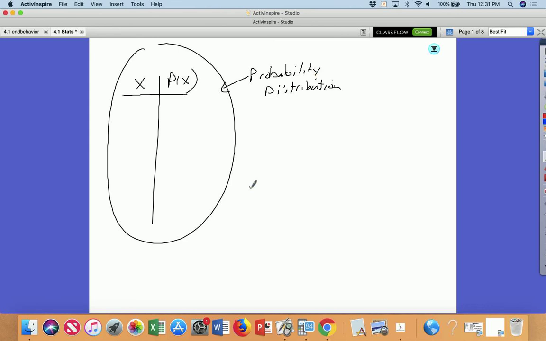And then the variable, when we talk about a probability distribution, it's called a random variable.